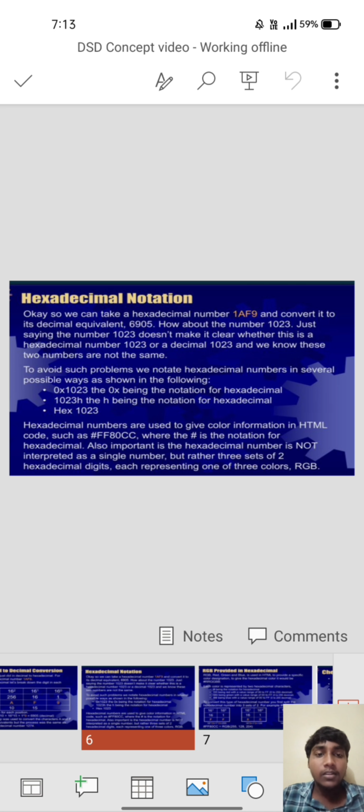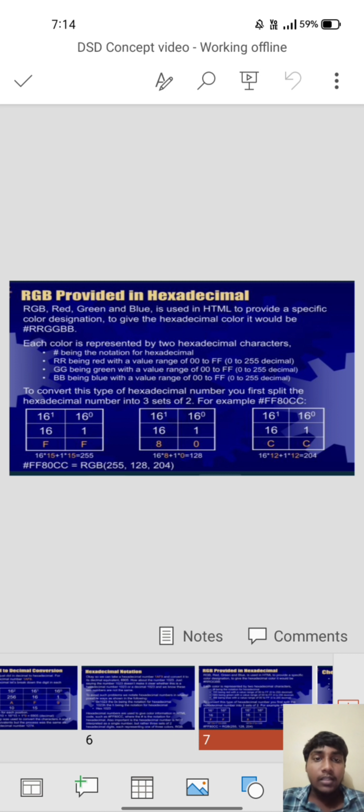Hexadecimal numbers are used to give color information in HTML code such as #FF80CC, where the hashtag is the notation for hexadecimal. Also important is that the hexadecimal number is not interpreted as a single number but rather three sets of two hexadecimal digits, each representing one of three colors, RGB. RGB provided in hexadecimal. RGB, red, green, and blue, is used in HTML to provide a specific color designation.